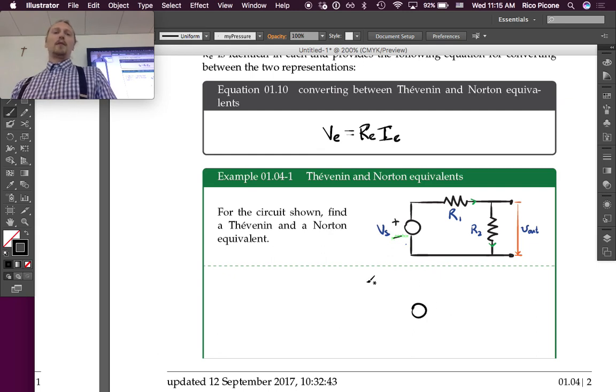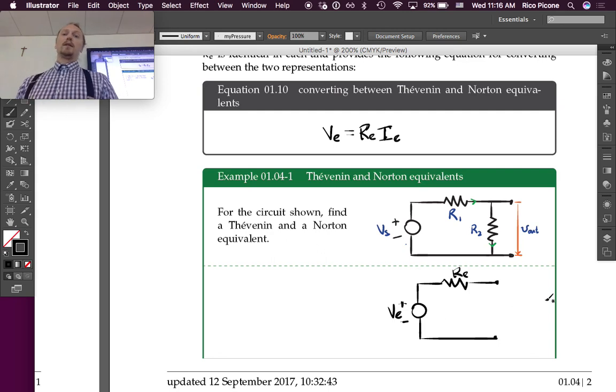I will say, okay, for a Thevenin source, we know we're going to have a voltage source, VE, in series with some equivalent resistance, RE, right? That's what we said. So whenever we find a Thevenin equivalent, we always get this, but we just need to figure out what VE and RE are.